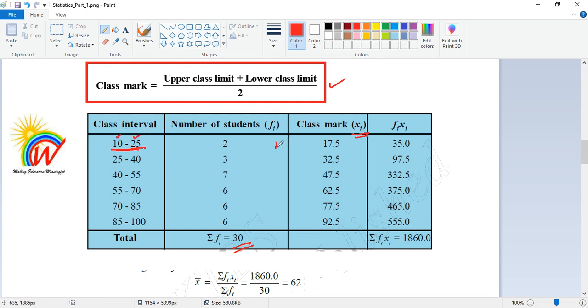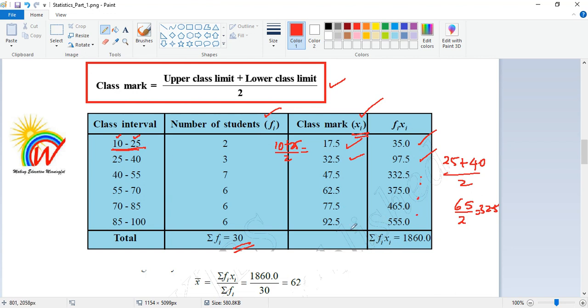So you just have to do 10 plus 25 divided by 2, which is 35 divided by 2, which is 17.5. Then you do 25 plus 40 divided by 2, which is 65 divided by 2, which is 32.5. In this way we do each and everything. We calculate for every class interval and we get the class mark values. Once you already have fi, and you have figured out xi, multiply these two. 2 into 17.5 is 35. 3 into 32.5 is 97.5, and so on.